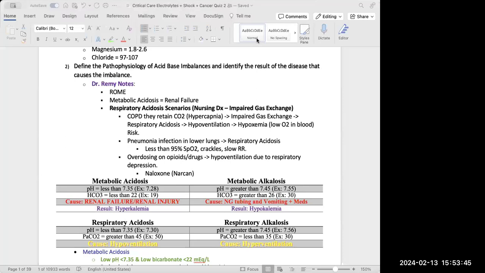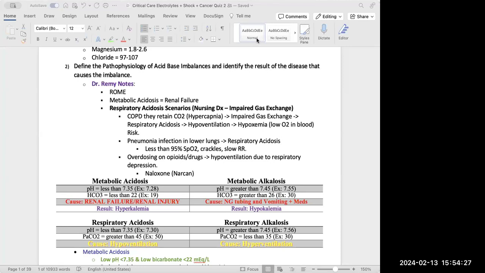For metabolic, it's a little different. So metabolic acidosis, always think renal. So a renal problem. If there's a kidney failure or a kidney injury, also called renal failure or renal injury, those are typical examples of a metabolic acidosis, which means that the pH is less than 7.35 and the bicarbonate is less than 22. Because with metabolic, the same thing always happens. If the pH goes down, the bicarbonate goes down. Whereas with respiratory, it was the opposite. If the pH went down, the CO2 would go up.